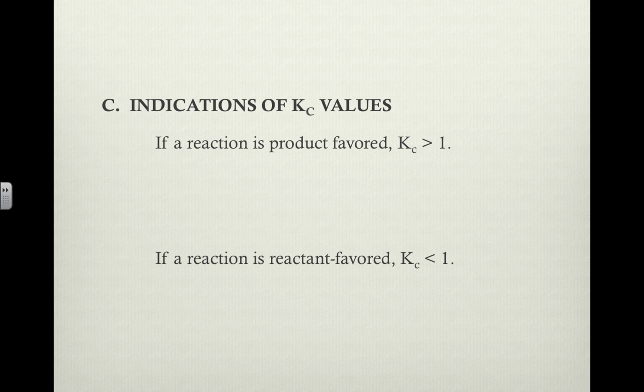If it's reactant favored, if there's more reactant in the denominator than product in the numerator, we're going to have a value much less than 1. And so if it's really small, we know that that reaction really doesn't proceed forward. If Kc is rather large, then we know that this reaction goes almost to completion.